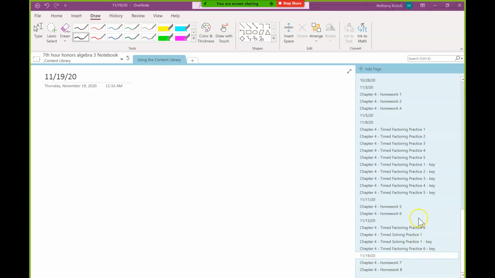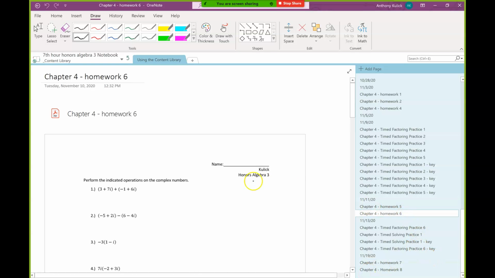Looking at homework 6s for both of these.